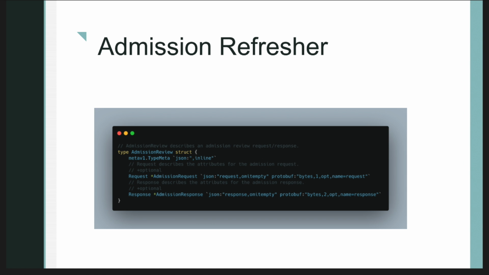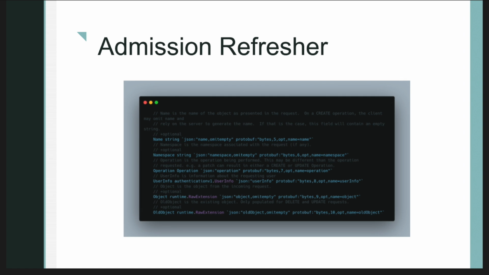And so let's look at an admission review refresher. So we get the admission review object, and the admission review from Kubernetes has the request and has the response. And so this is the object that we get from Kubernetes. The API server, when we register a webhook, will send us this object in JSON format. And basically, this is what we have to unmarshal in order to evaluate.